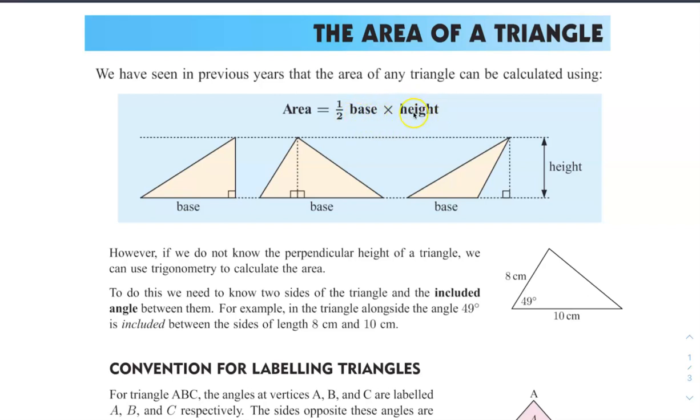So height is always synonymous with the right angle. Like here the height's there, here the height's here. Even when it's a scaling triangle like this, the height would be the outside part. The right angle is the height. So area of a triangle is 1/2 base times height. But what if we don't have the height?